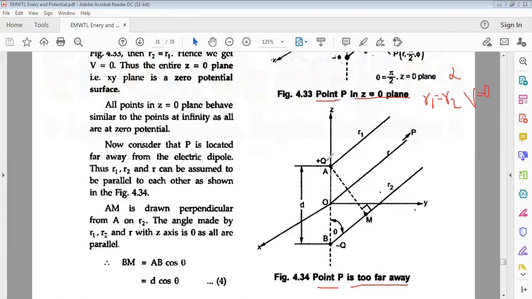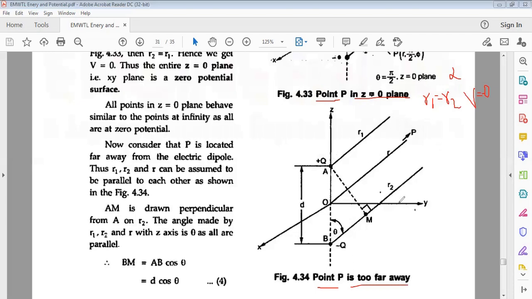Draw a perpendicular line from point A on R2. See here, the dotted line showing that on R2. So it is 90 degrees. So we have AM to the point P, and M to the point P here. In this case, only R1 is equal to R, because the AM line is perpendicular. But it is not equal to the A to P and the B to P. Only it is equal to the A to P and M to P.